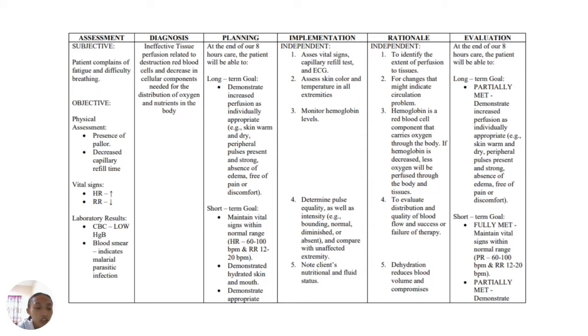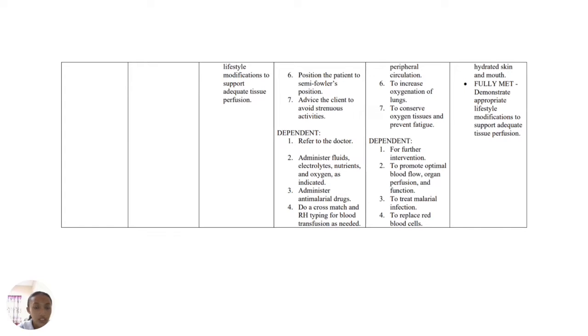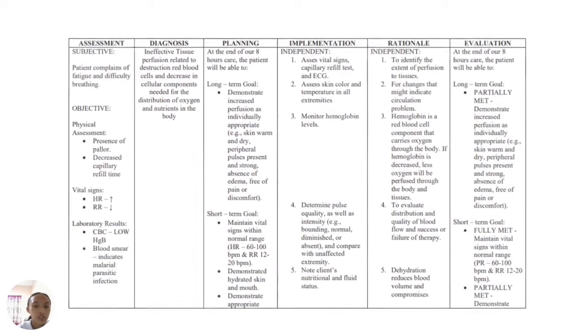able to, for the long-term goal, demonstrate increased perfusion as individually appropriate. For example, skin is warm and dry, peripheral pulses present and strong, absence of edema, free of pain or discomfort. For the short-term goal, the patient will be able to maintain the vital signs within normal range: HR 60 to 100 beats per minute, and RR 12 to 20 breaths per minute, and the patient will be able to demonstrate hydrated skin and mouth and demonstrate appropriate lifestyle modifications to support adequate tissue perfusion.